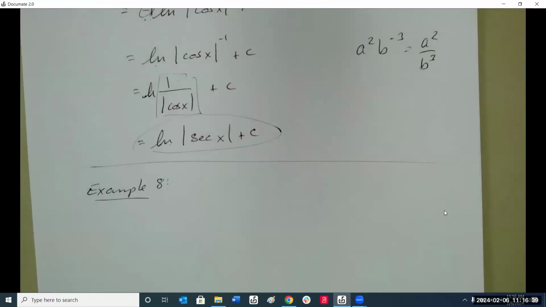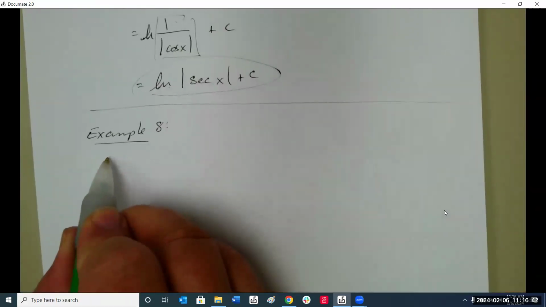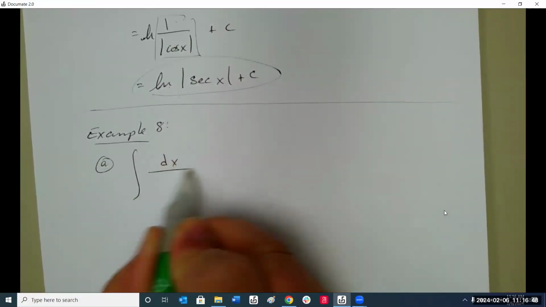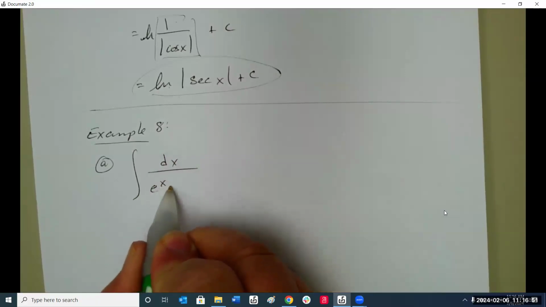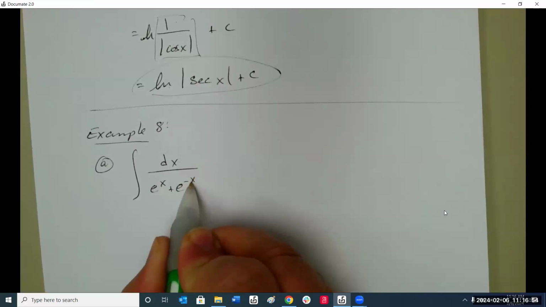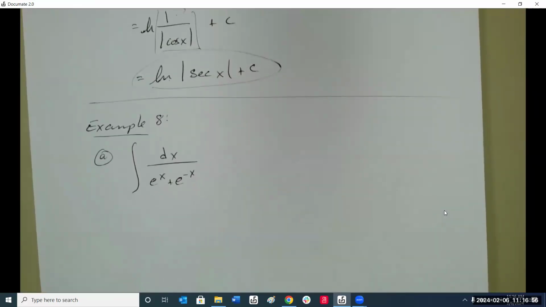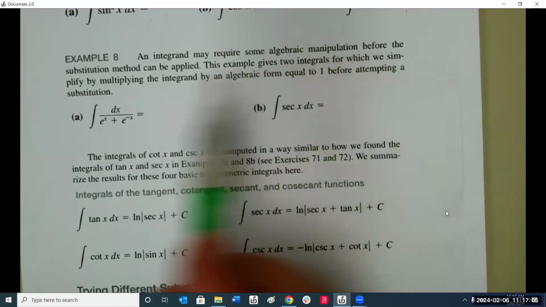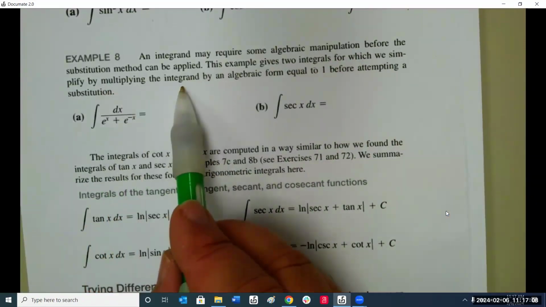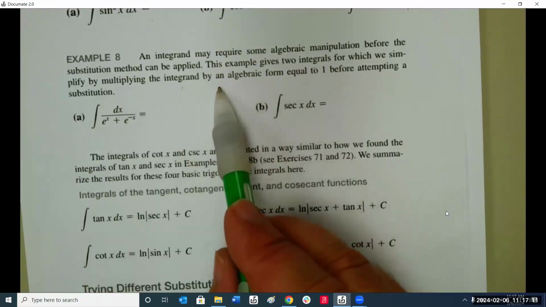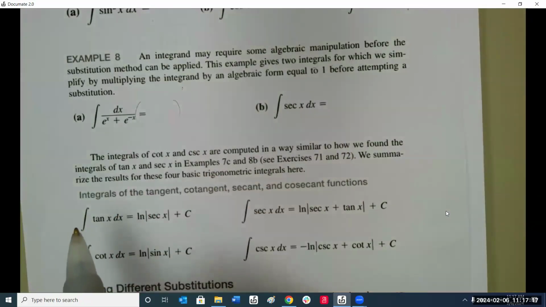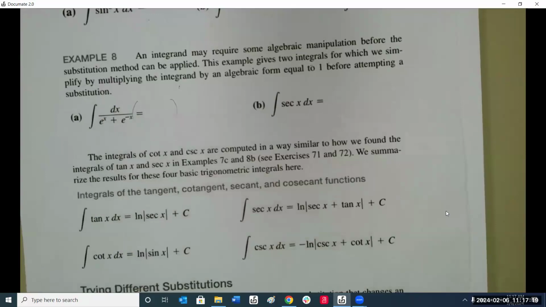So what is it actually telling us? We're multiplying by 1. Does that sound familiar? According to what our sheet says, this example gives two integrals for which we simplify by multiplying the integrand, which is all this thing, by an algebraic form equal to 1. So we have to multiply by something here that's equal to 1 that will help us fix all this.